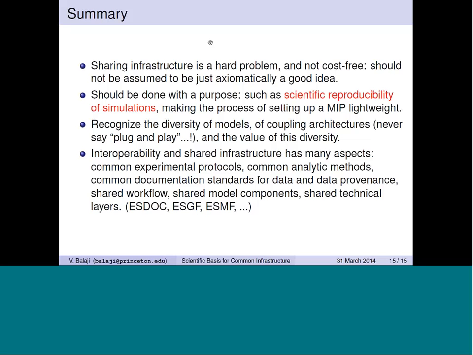Balaji, this is Rick Rosen. Sharing infrastructure is a hard problem, but why is it naive to believe that something like the Earth System Modeling Framework isn't designed to solve that problem?